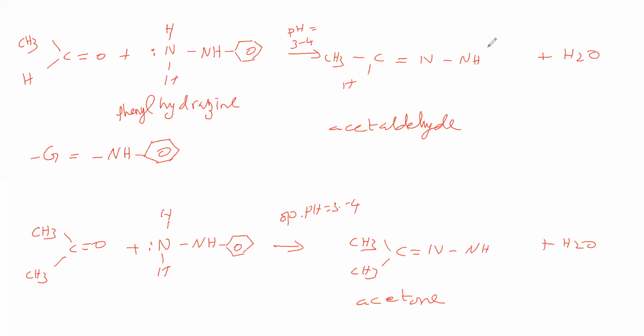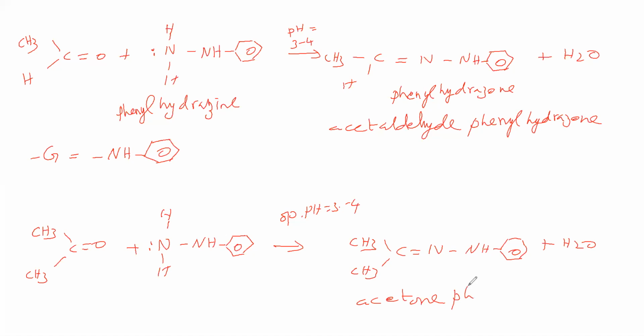Now here also the phenyl ring we will give. Here also the phenyl ring we have given. What is the name of this one? This is called phenyl hydrazone. So acetaldehyde phenyl hydrazone we can say. And this we can say acetone phenyl hydrazone. Okay.